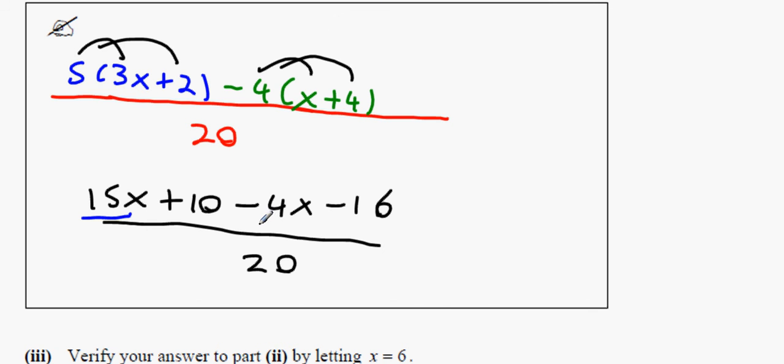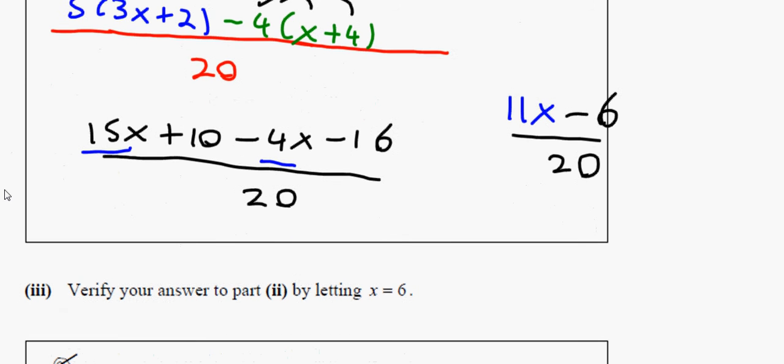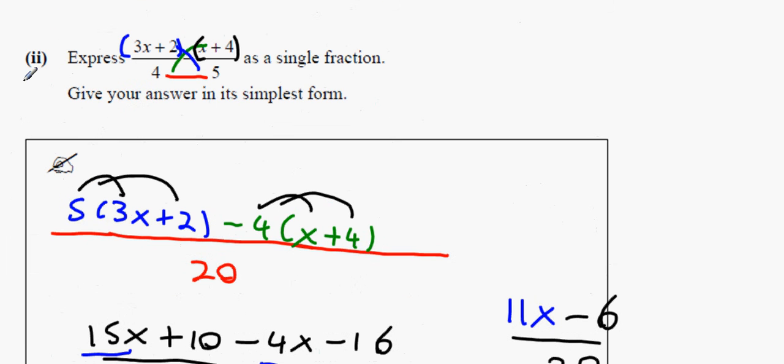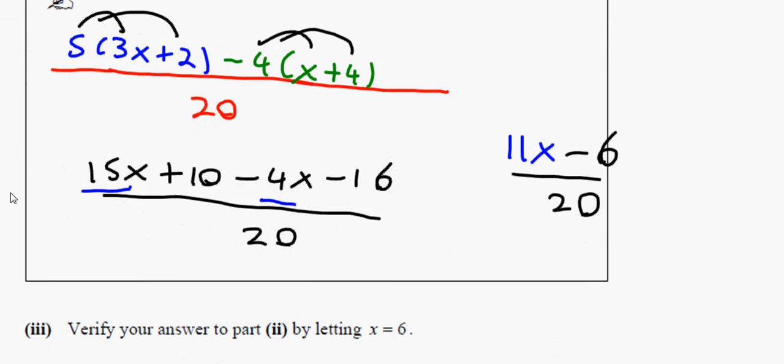And blue, 15 minus 4 is 11x. 10 minus 16 is minus 6. And this is all divided by 20. Now, verify our answers, right? So to verify our answer, we have to write down the two of them, okay? So the first one is going to be 3x plus 2. Or sorry, 3x plus 2.